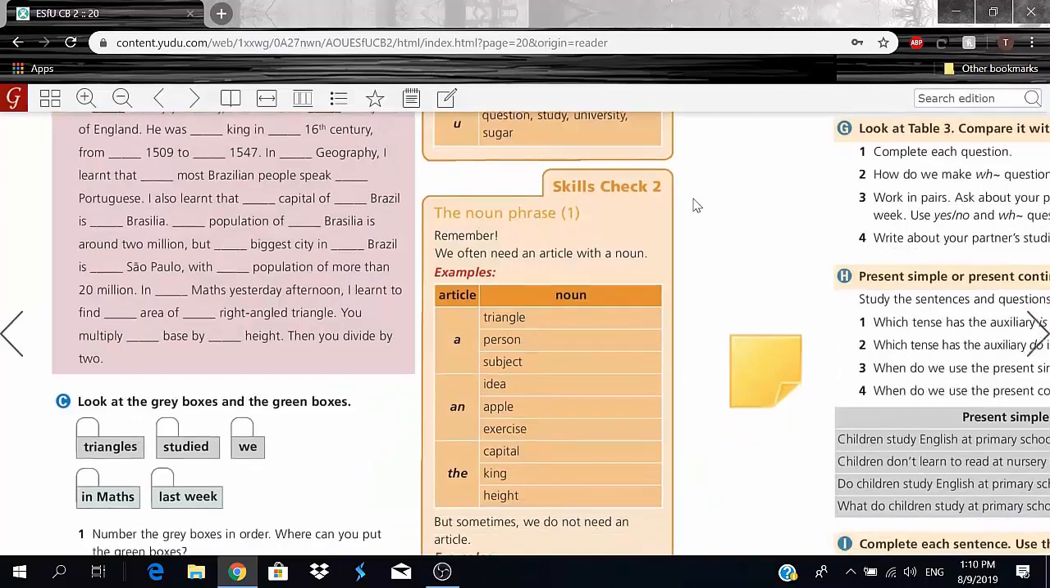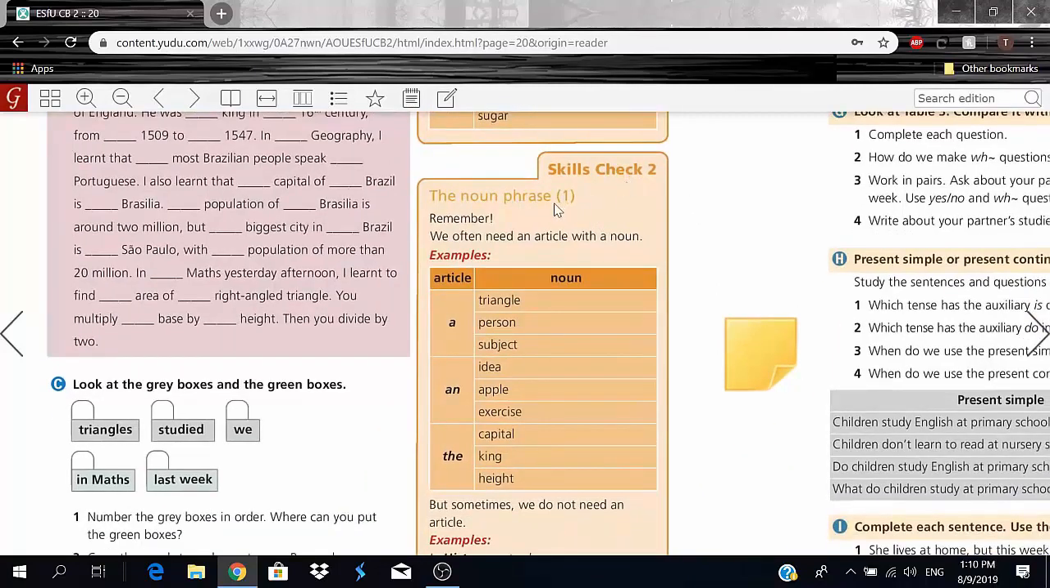So let's hop onto skills check 2 here. The noun phrase, remember, we often need an article with a noun. Keep note, it said often and not always, okay? Big difference. So, articles, for example, a: I say a triangle, a person, a subject. And I usually say an with, you guys remember we talked about a and an with vowels. So a is with non-vowels, for example triangle, person, subject, okay?